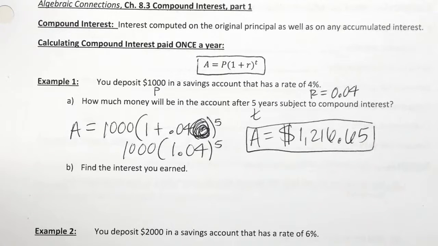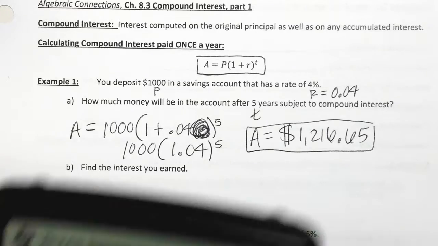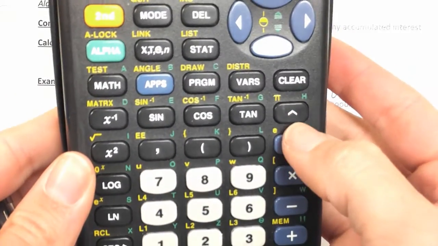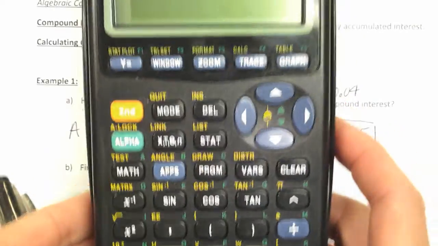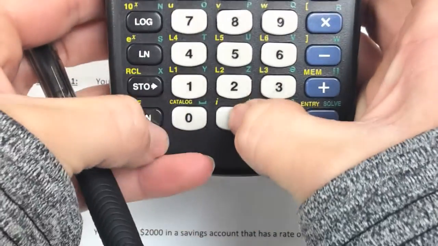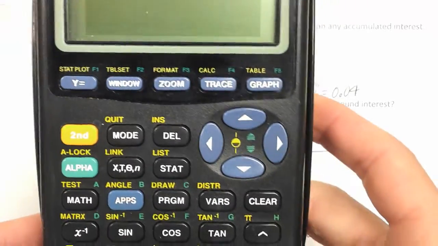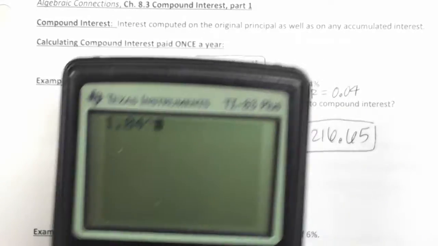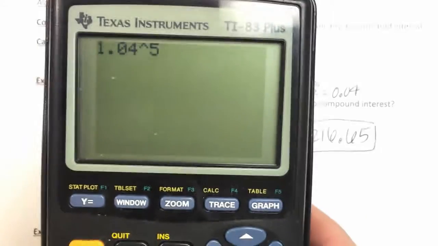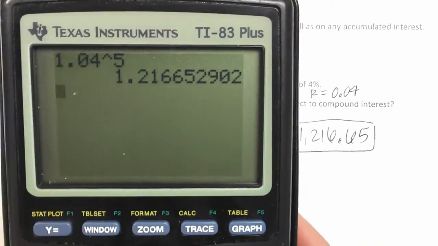How do you raise stuff to the power? Okay, let me show you. Let me borrow your calculator. I just do the number times itself, however many times. If you have one of these calculators where you have this arrow up button, you would do 1.04, and then raise to, so hit this button, and it'll show up like this on your calculator, and then you'd put in 5, and then hit enter. That's how you raise stuff to the power, okay?